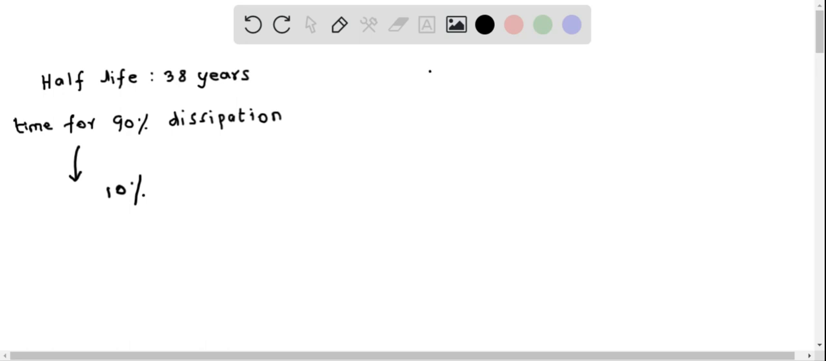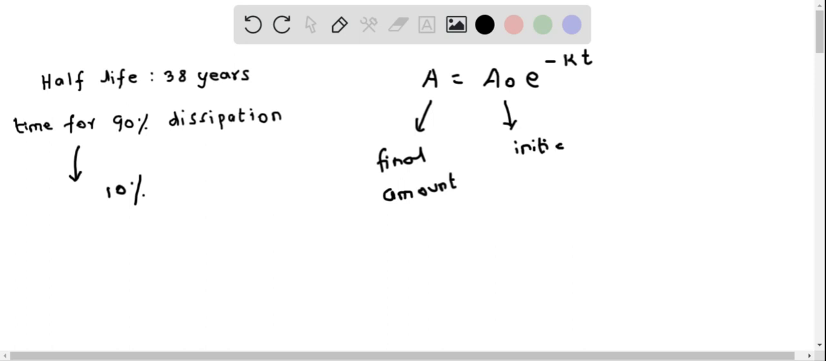I'm going to write down this decay model, that is A equals A naught e raised to the power of negative kT. This A represents the final amount of the radioactive substance. This A naught is the initial amount of the radioactive substance. K is the decay rate or decay constant. And T is the time in years or hours. So let's see how to solve this decay model.